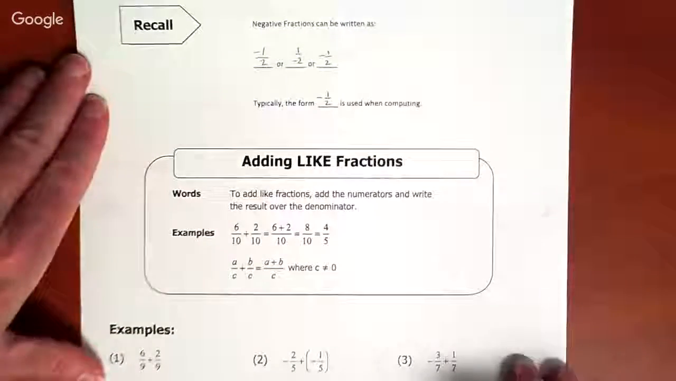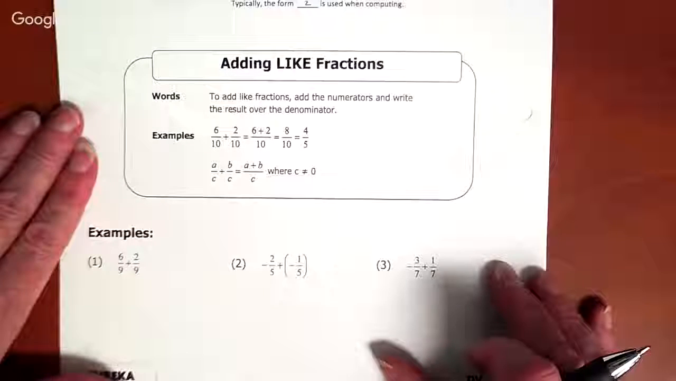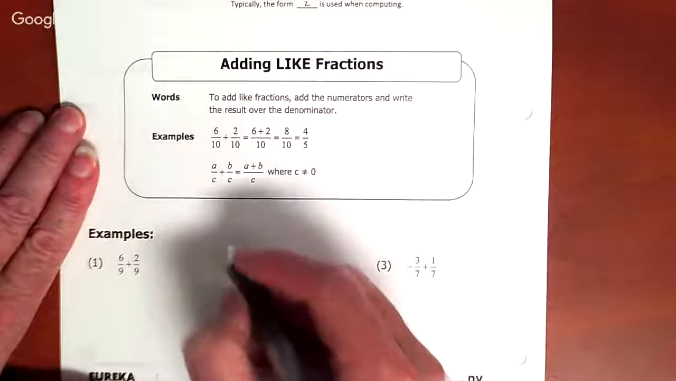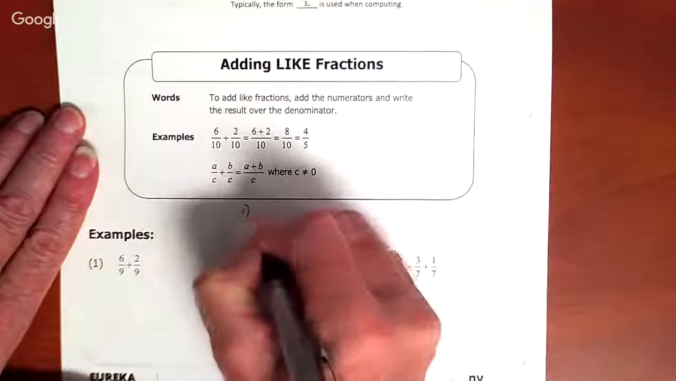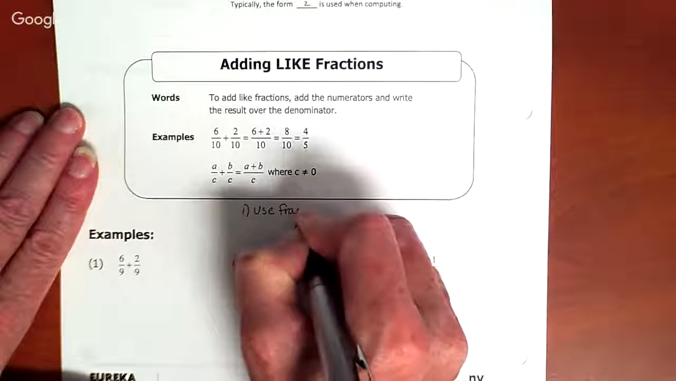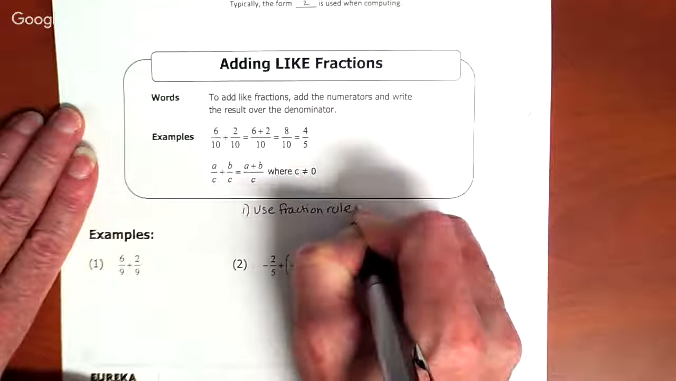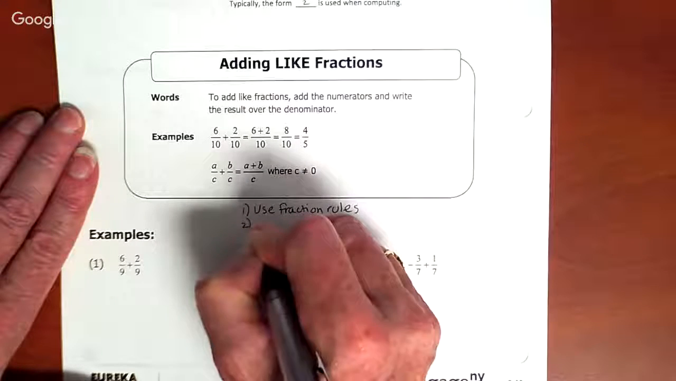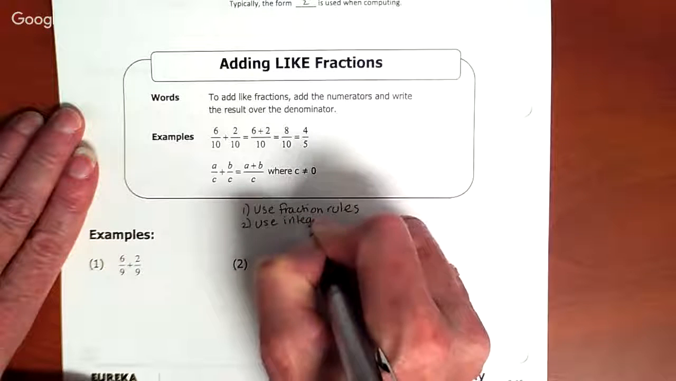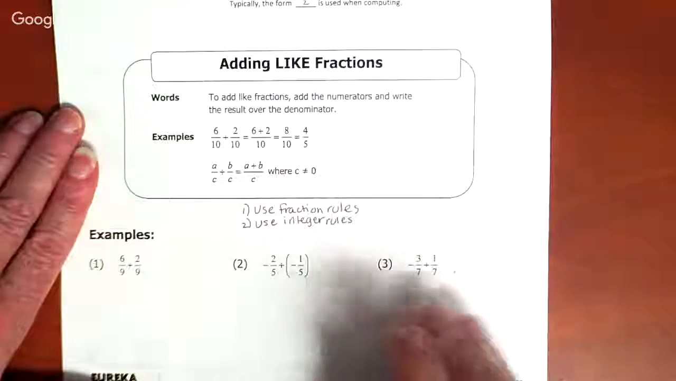So the first thing that we're going to be doing is adding like fractions. Now, the two rules that I like to go by, and actually what you should go by, is one, use your fraction rules. And then two, use your integer rules. So here we go.